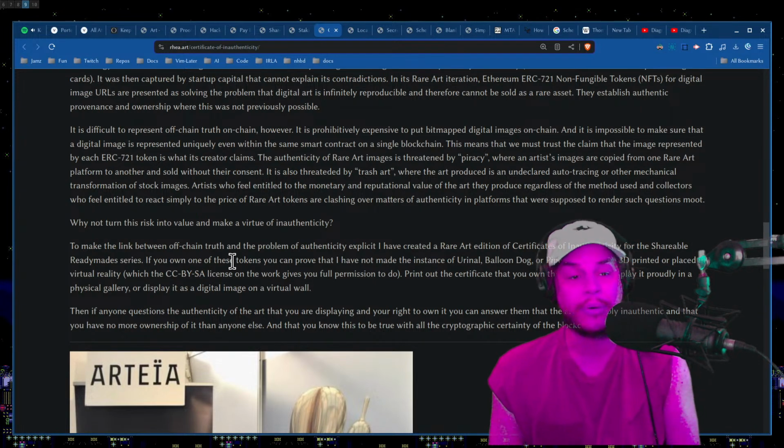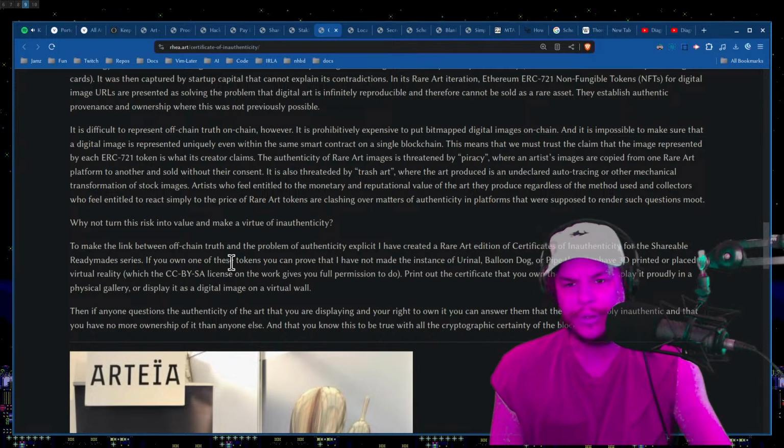It is also threatened by trash art, where the art produced is an undeclared auto-tracing or other mechanical transformation of stock images. Artists who feel entitled to the monetary and reputational value of the art they produce, regardless of the method used, and collectors who feel entitled to react simply to a price of the rare art tokens are clashing over matters of authenticity and platforms that were supposed to render such questions moot.